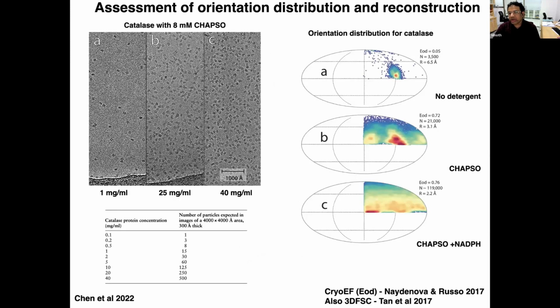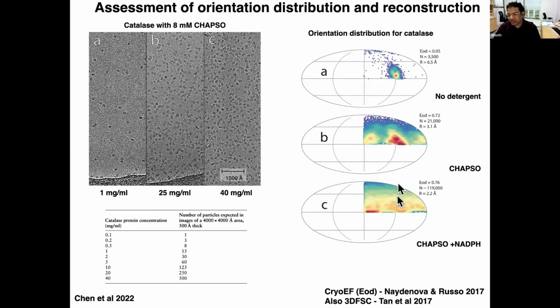There are multiple ways one can overcome this. One of the easiest things is to add a detergent. Here for catalase, we tried with CHAPSO. You can see with different concentrations, you can see the number of particles. And there are ways to identify whether you have a preferential orientation or not.